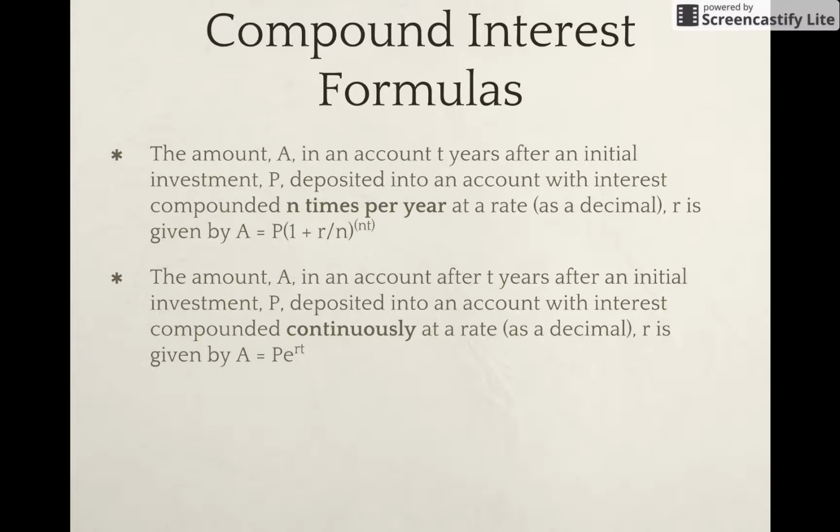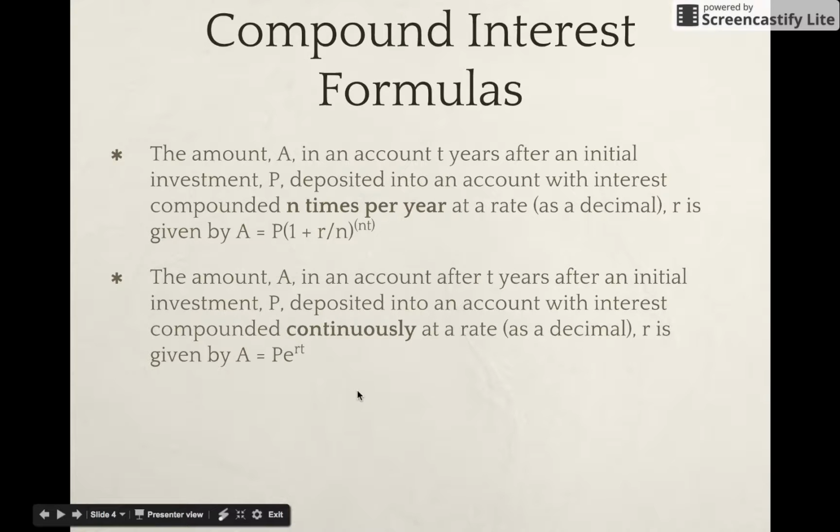There are two formulas that we'll use when we're computing compound interest. If the interest is compounded a finite number of times, that is, it's not compounded continuously, then we'll use the following formula here. A equals P, where P is our original investment, multiplied by the quantity 1 plus r over n, raised to the product of n and t. r in this case is the rate as a decimal. n is the number of times interest is compounded per year. And t is the number of years.